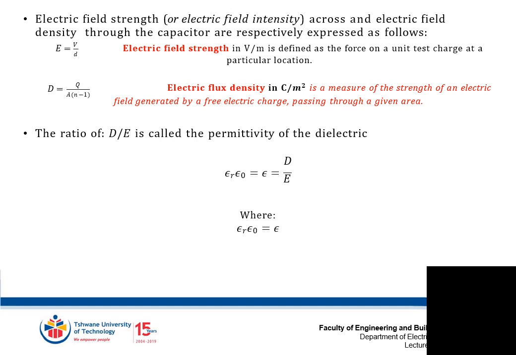Epsilon r times epsilon naught equals epsilon, which equals D over E. So it's equal to the electric flux density divided by the electric field strength, where epsilon naught times epsilon r equals epsilon, and we already explained before that epsilon r is the relative permittivity of the material, and epsilon naught is the permittivity of free space.